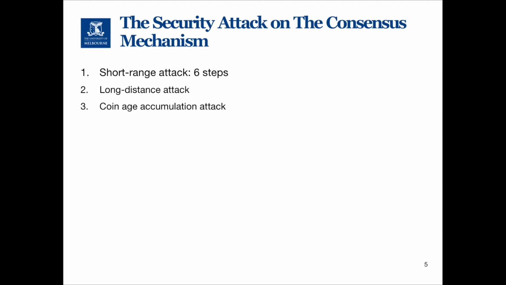The second attack is a long-distance attack. A long-distance attack is typically a 51% attack. The attacker owns a large proportion of the computing resource in the network and directly forks the existing block, thereby obtaining more miner reward or denying a certain transaction.